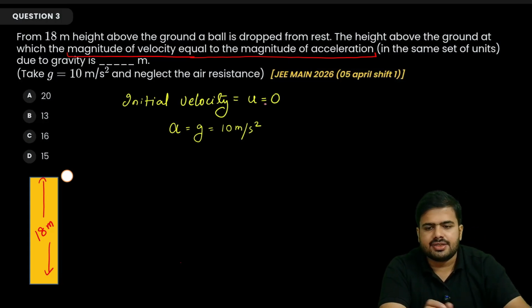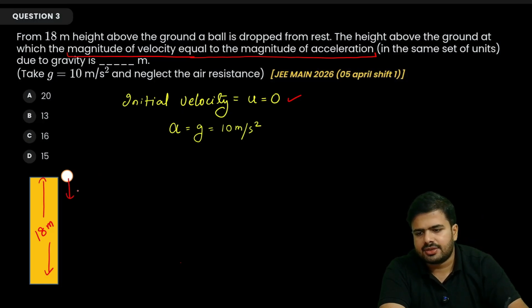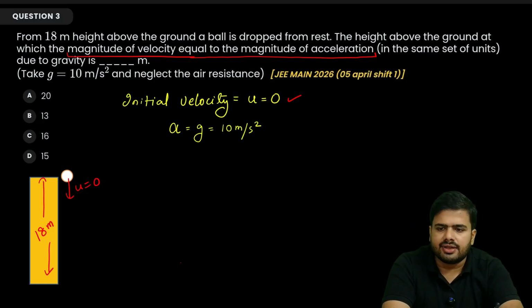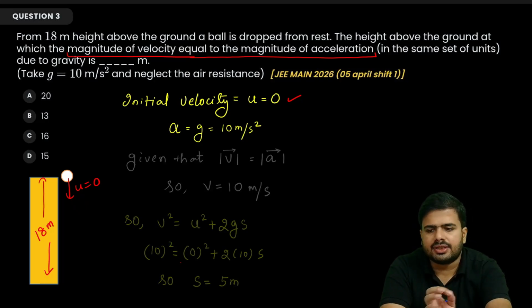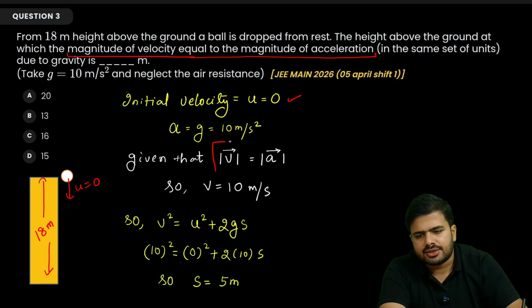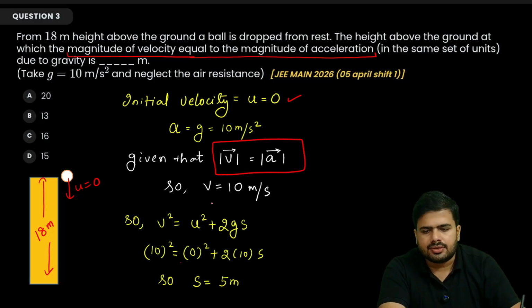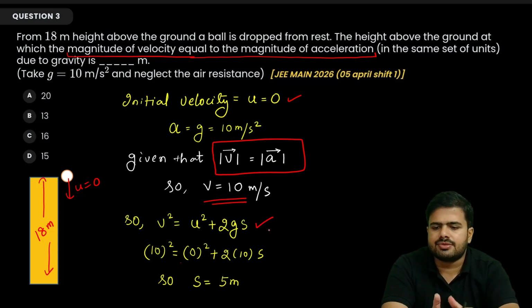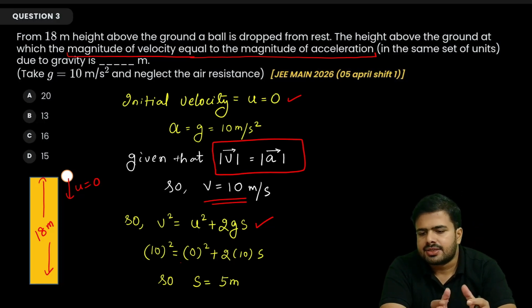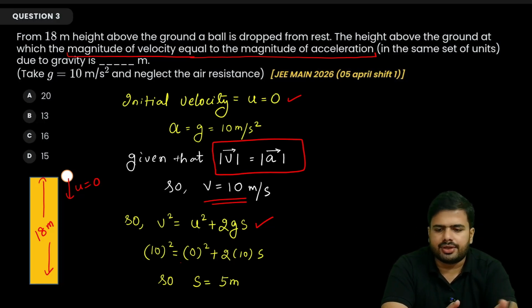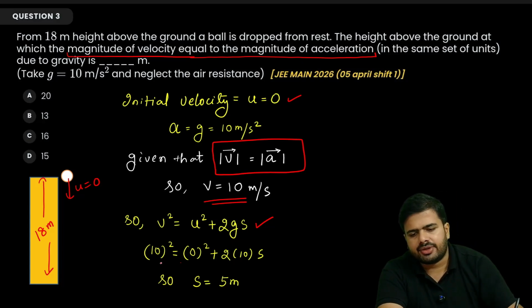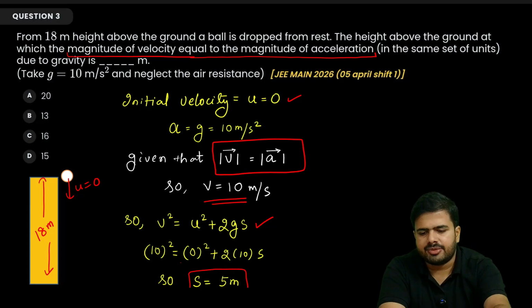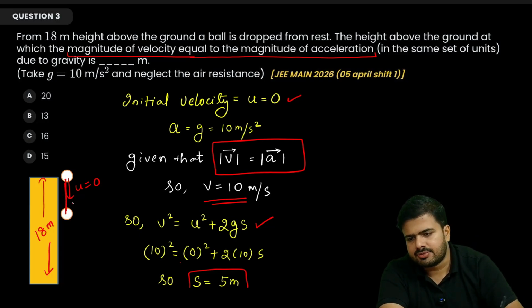So here we can take the initial velocity is 0 since the ball is dropped from here. So acceleration is 10 here, and as per the condition, here we have to take that velocity magnitude is equal to acceleration magnitude. So velocity will be here 10. Now simply we can apply the third equation of motion, v square equals u square plus 2gs. So 10 square equals, here u is 0, and g value also 10 we have substituted, and we are getting the value of s as 5 meter. So that means when the ball has moved by a distance of 5 meter, then at this point the velocity of ball becomes 10 meter per second.